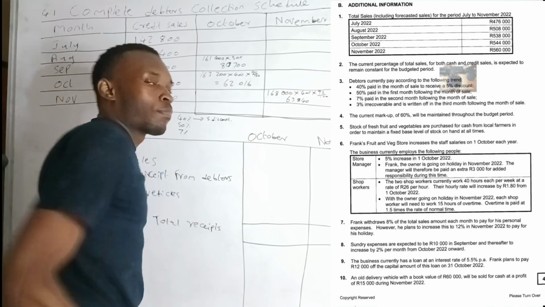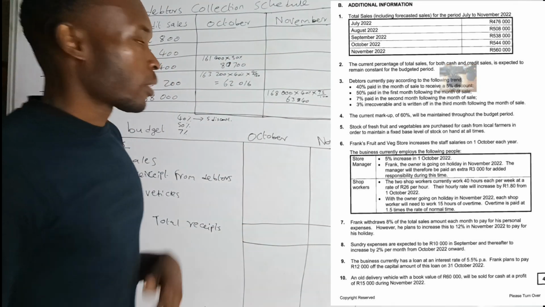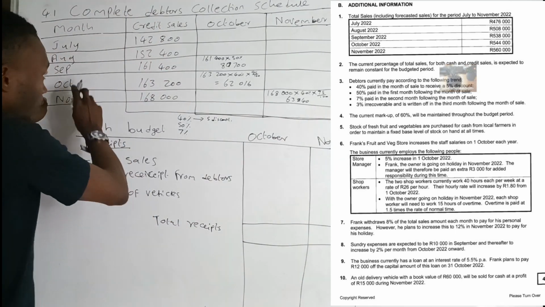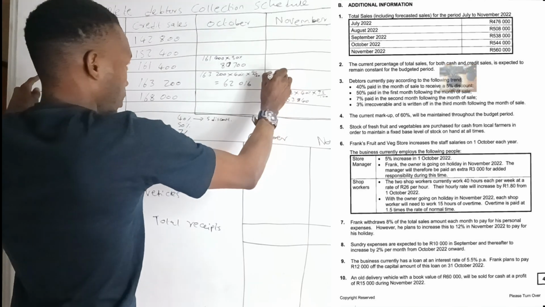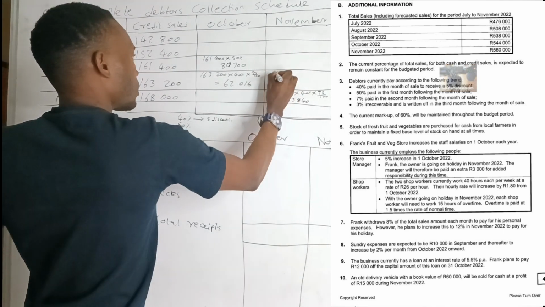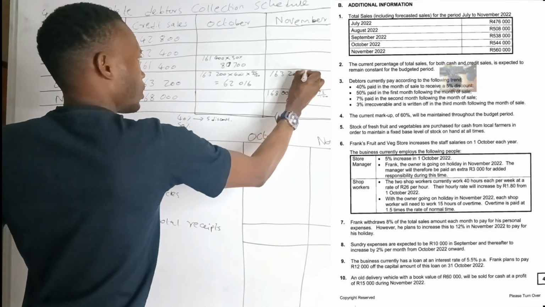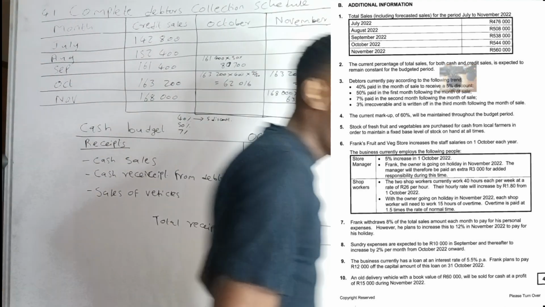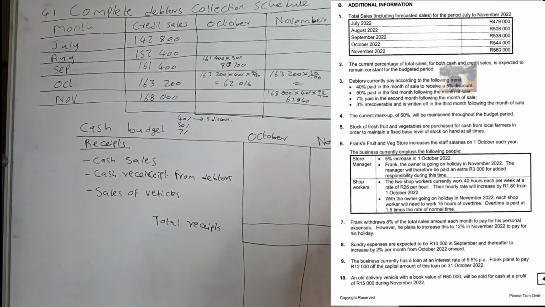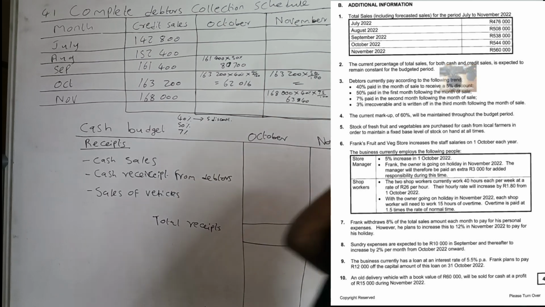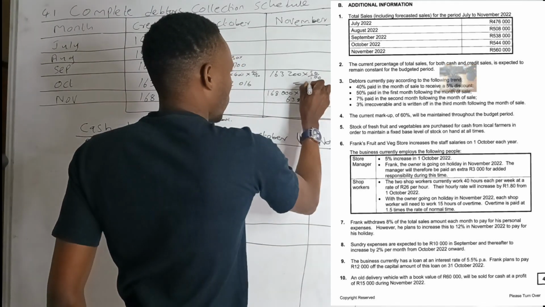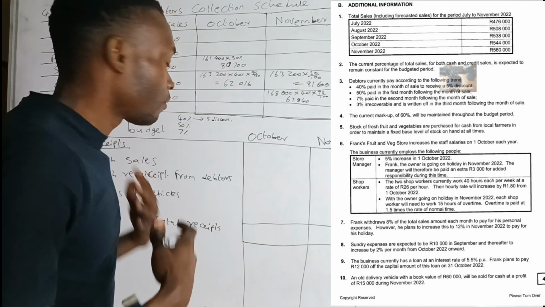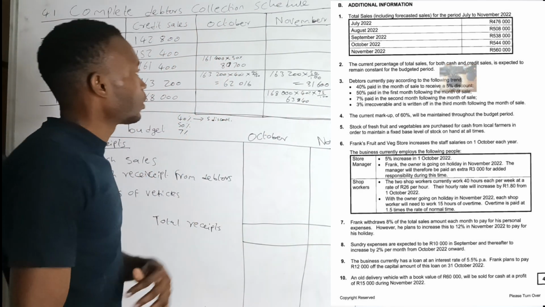80,700. Very simple. Alright, now let's take another one. October, the following October is November, which is this column. We're gonna see 163,200 multiplied by 50%, which is going to give us how much? 81,600. Very simple, guys. Very simple.